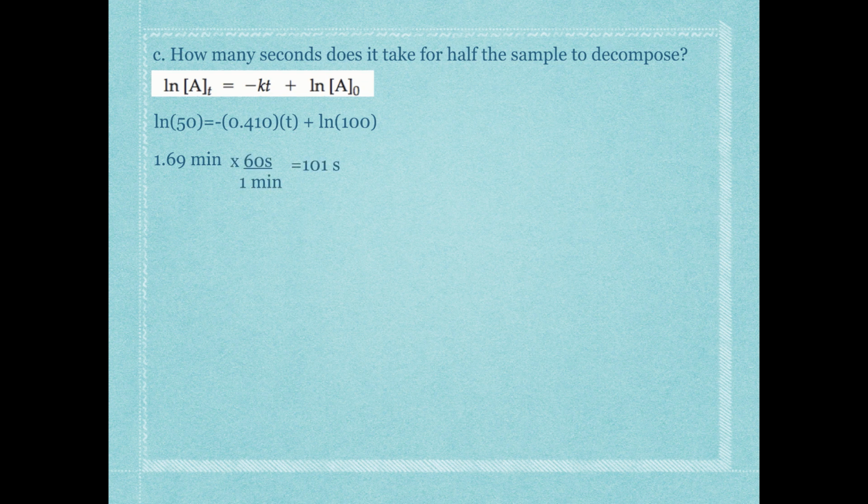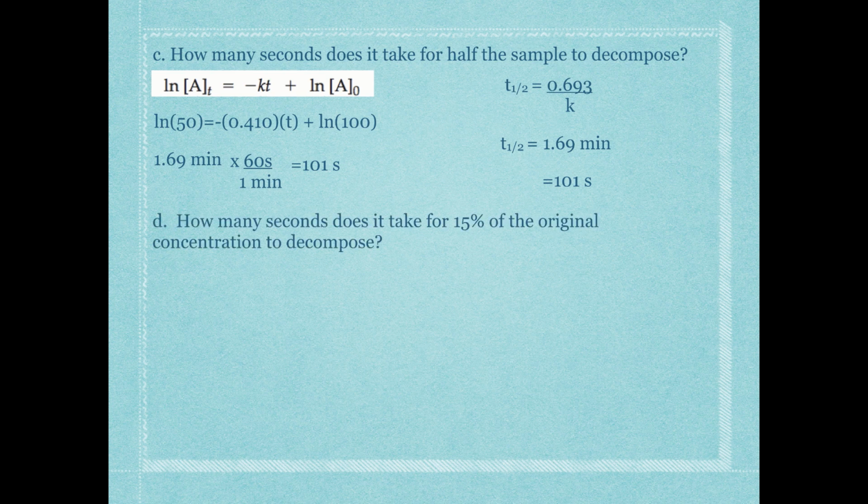Okay? I'm going to also do this using the half-life formula. So I have my half-life equals 0.693 divided by K. Remember, your K is the 0.410, so I can simply plug that in, and I get that my half-life is 1.69 minutes, and I convert that to 101 seconds. So you can do it either way. Okay?